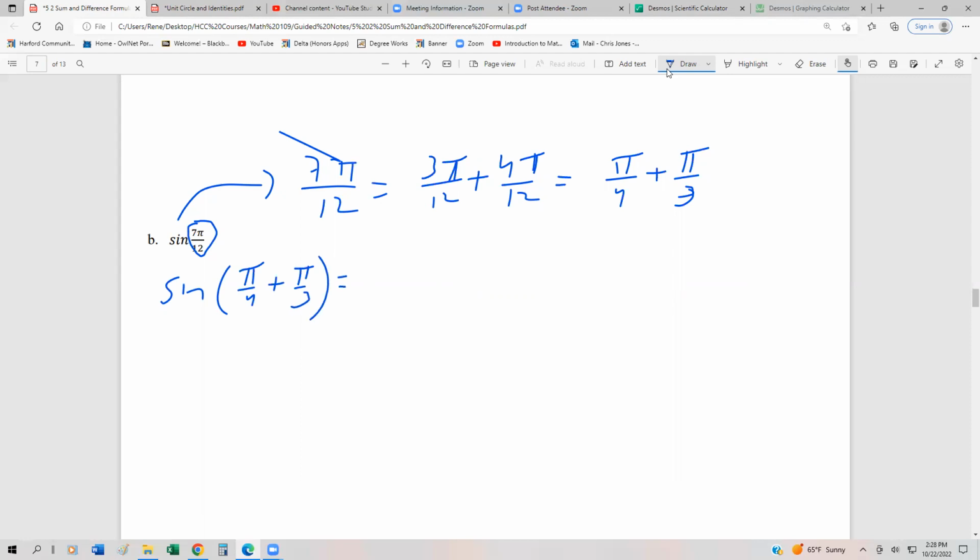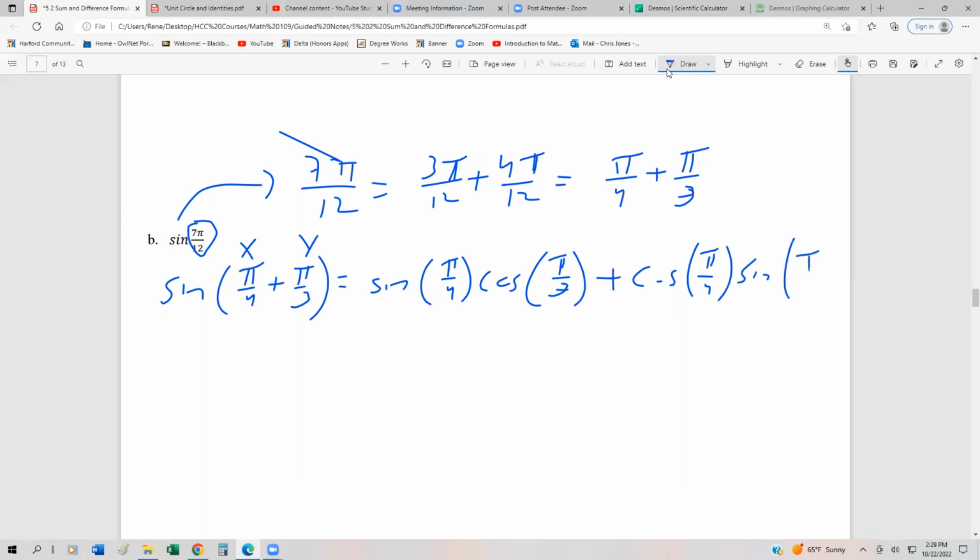And we can use the exact same formula, sine cos, cos sine. So we're going to have sine of pi fourths times the cos of pi thirds, plus the cos of pi fourths times the sine of pi thirds. Then if we evaluate, we know sine of pi fourths is root 2 over 2. The cos of pi thirds is a half. The cos of pi fourths is root 2 over 2. And the sine of pi thirds is root 3 over 2.